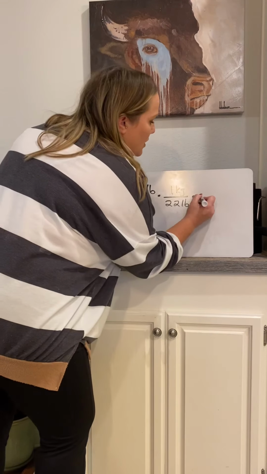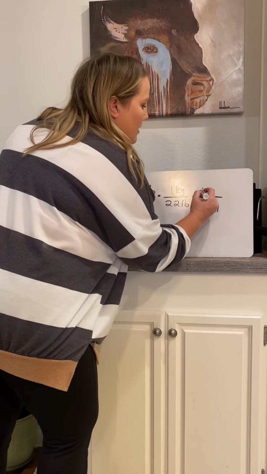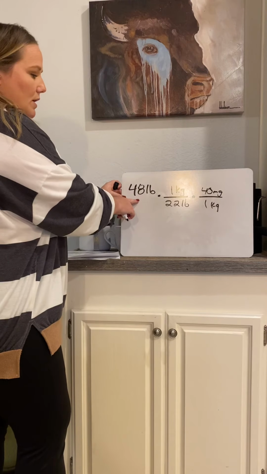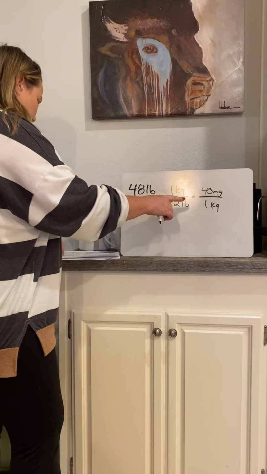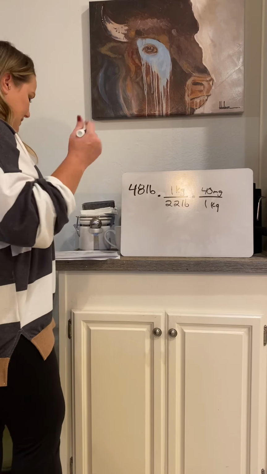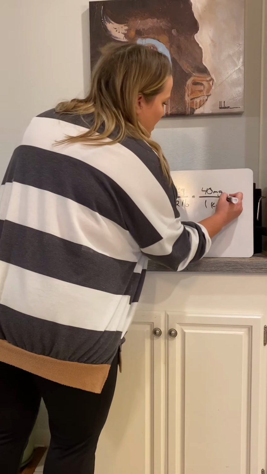That means I have to put kilogram at the bottom because I need to cancel out this kilogram, and 40 here, milligrams. So the patient weighs 48 pounds. We need to convert that to kilograms. Then we need to do the dosage to figure out how much in milligrams he's going to get. But we need to take it one step further because we need to figure out how many mils total that patient is going to get.